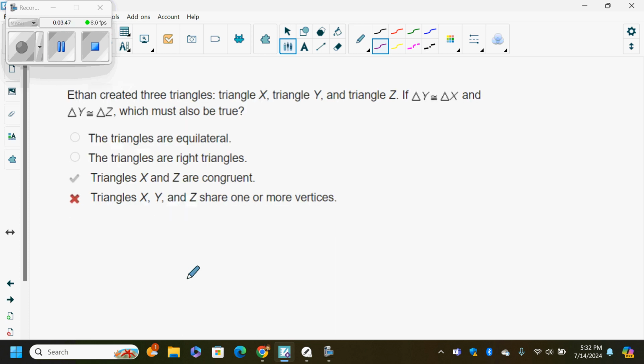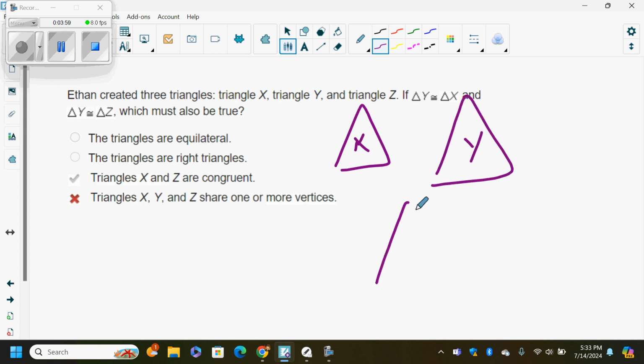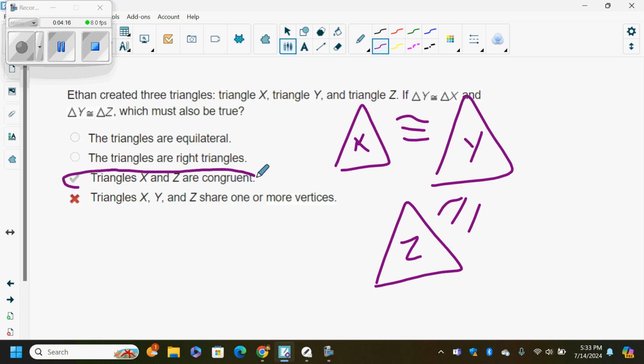He then created 3 triangles: triangle X, triangle Y, and triangle Z. So it's saying Y and X are congruent, and Y and Z are congruent. Therefore, X and Z also have to be congruent because of the transitive property. If one is congruent to the other, and another one is congruent to it, they have to be congruent to each other.